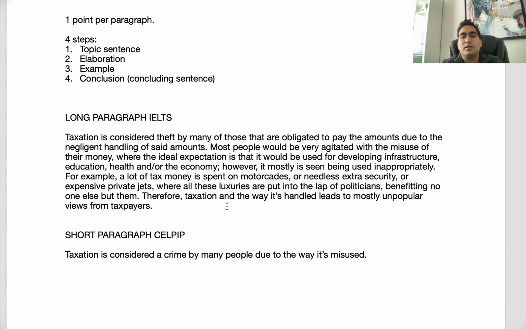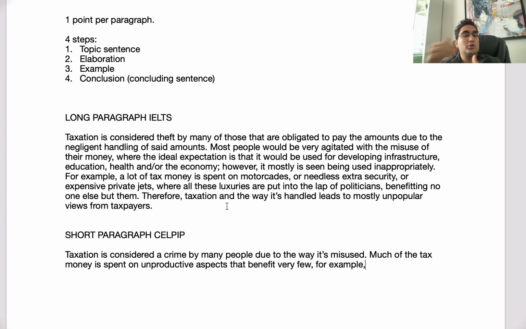Okay, not politicians, that's an example. Many or much of the tax money is spent on unproductive aspects that benefit very few. For example, now you can see I have mixed the for example within the same sentence. Don't want to do another sentence for it, and that's because I'm trying to keep it short. I don't even have to say for example. I can use a semicolon and just give my example. A semicolon is a good break in the sentence, so I'll save more words this way.